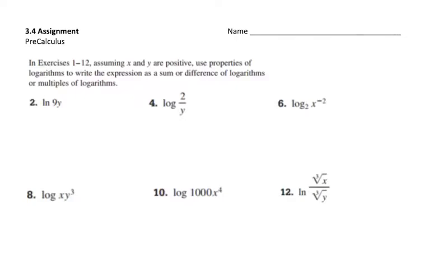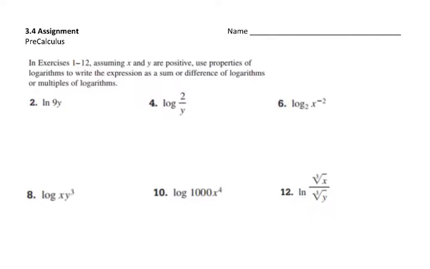Alright, so here we are with the 3-4 assignment. A lot of logarithm rearranging. So, in these first few problems, we're going to assume that x and y are positive. The only reason they mention that is because there's a y here in a denominator, and you can't divide by 0, so whatever. Okay.